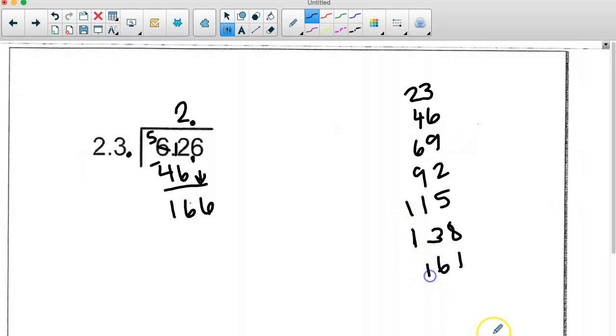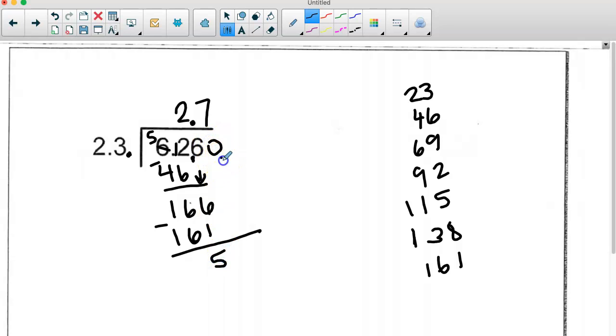6, 161. Someone might want to check that, but that's as close as I can get without going over 161. So 7 times 23 is 161. And see how I already have that multiplication done? So I don't need to do that off on the side. When I subtract, I get 5.